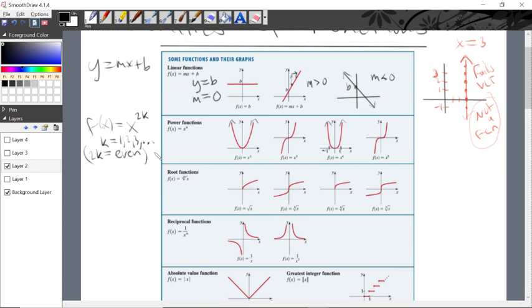Now, what about when there is an odd power, though? The odd powers for the functions. How about f of x is equal to x to the 2k minus 1? 2k minus 1.